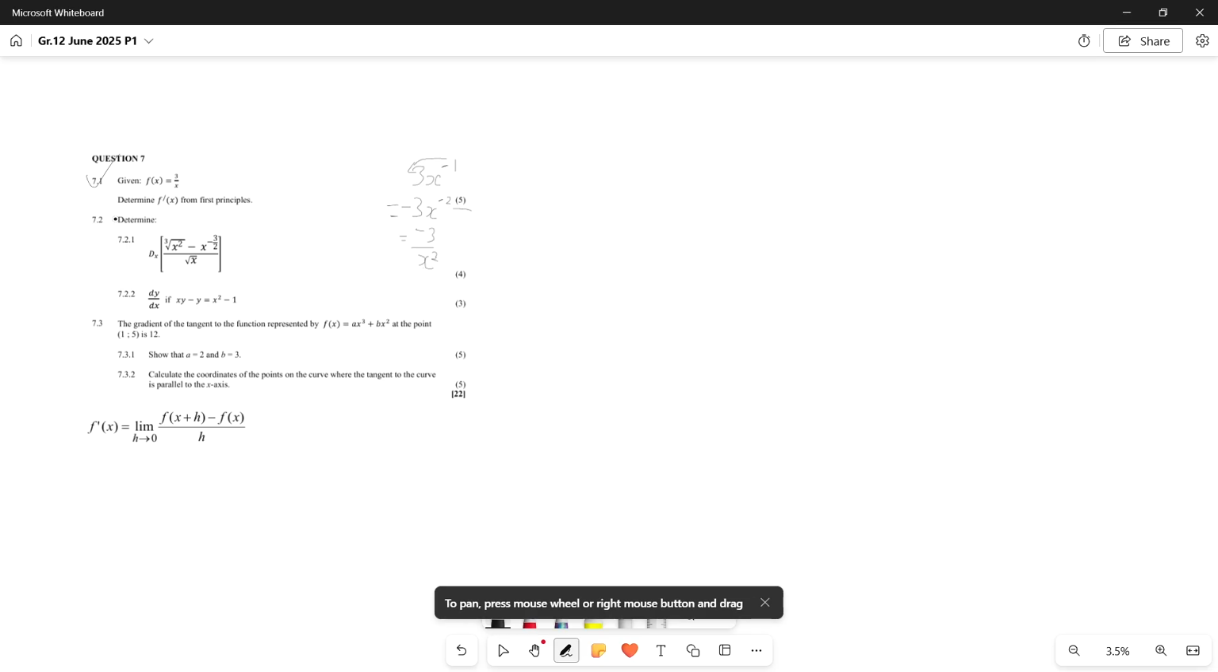So 7.2 now, it says determine. So this is using the shortcut methods, 7.2.1 and 7.2.2. So we have our d of x here. We have the cube root of x squared minus x to the power of negative 3 over 2 over the square root of x.